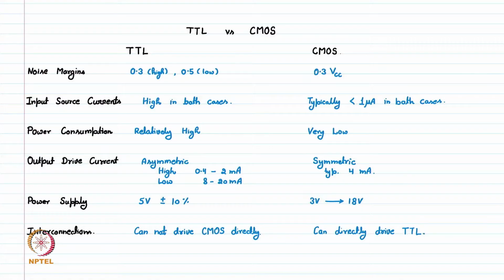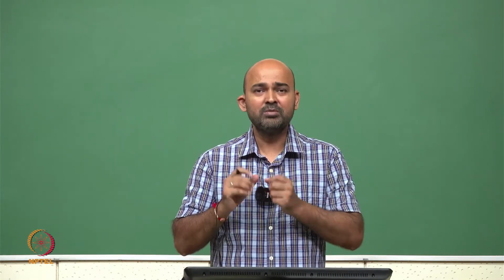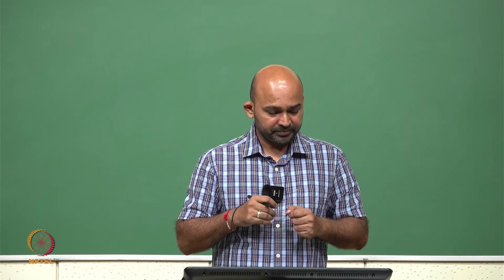The output drive current is again asymmetric for TTL. For high it can drive up to 2 milliamp, however for a low it can drive up to 20 milliamp. So these current levels are very skewed. In CMOS typically these are the same numbers. We can design PMOS and NMOS in such a way that they provide almost the same amount of current for pull up as well as pull down.